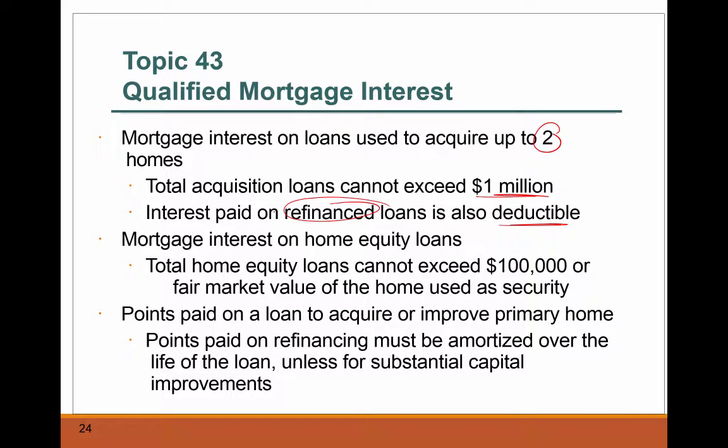So some people miss that. So if you're refinancing and you have interest that you paid, that's deductible. And interest on home equity loans is also deductible, but it can't exceed $100,000 or the fair market value of the home. And then any points that you paid to improve your primary home, this is your primary home, those are deductible. But points paid on refinancing, you can amortize over the life of the loan unless it's for substantial capital improvement. So if you're taking out a home equity loan to have an addition, that might work.